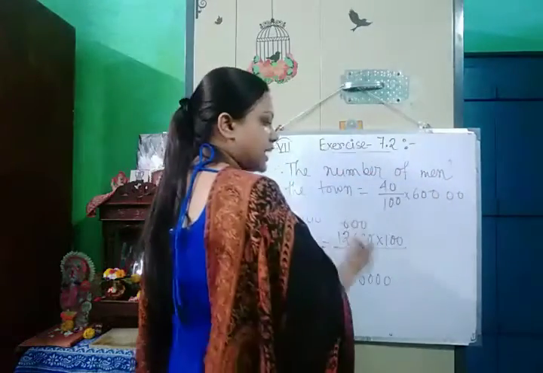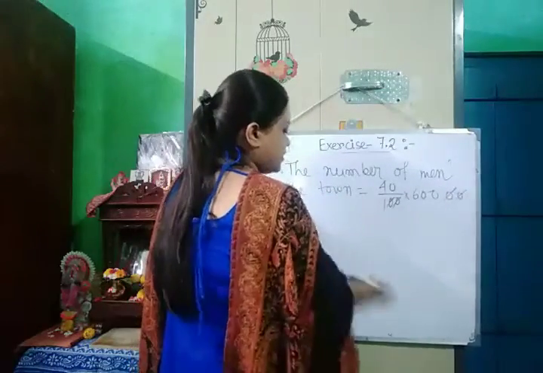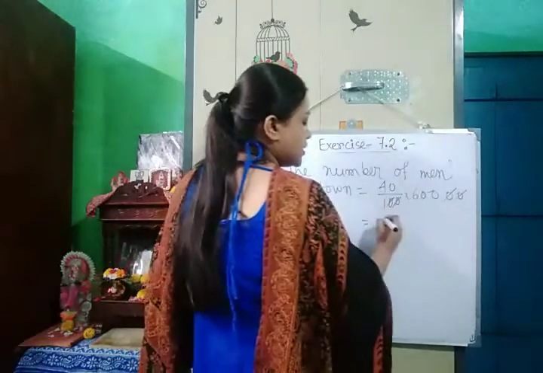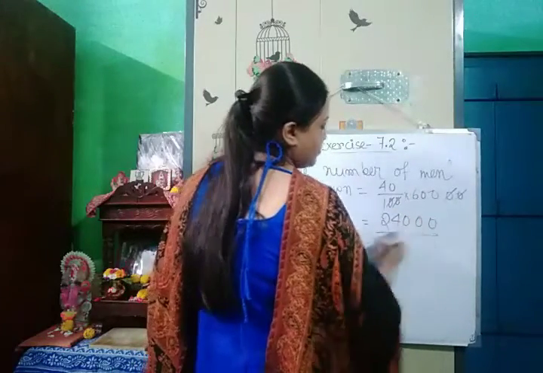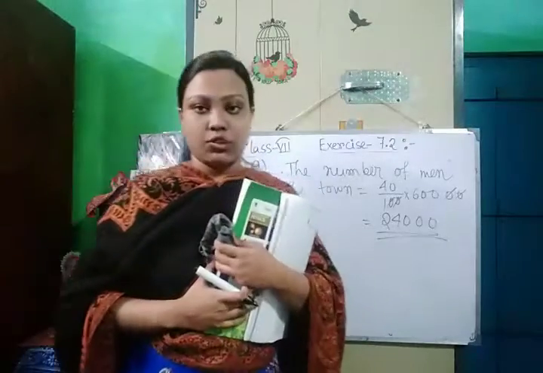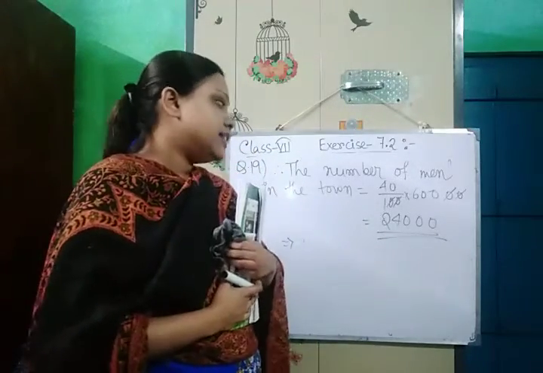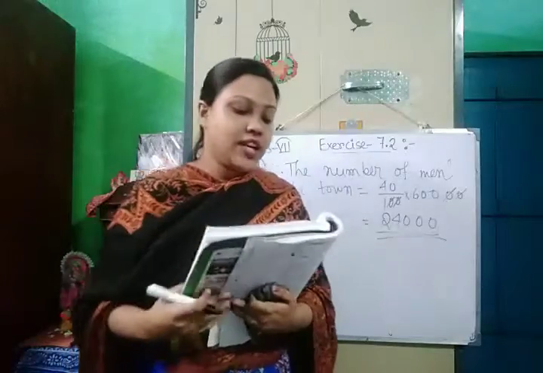So now we will do the cancellation. 0, 0 cancelled. So 6 4s are 24. Then 3 zeros we will put. That means 24,000 men are there in the town. The number of men in the town is 24,000. Okay, so I hope this is clear.